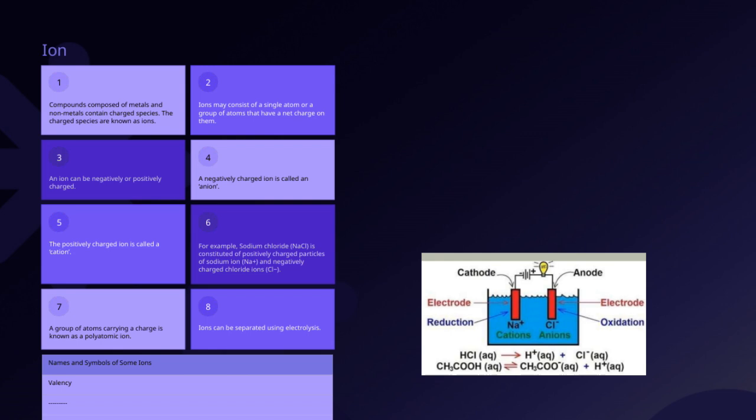Also, remember that ions can be either negatively or positively charged. This duality is fundamental to understanding how compounds form and how they behave in solutions. Now, in many compounds, especially those made of metals and nonmetals, you'll find these charged species, the ions, that are essential for conducting electricity and forming various chemical bonds. Finally, to help us identify these ions, there's a table of names and symbols for some common ions, along with their valencies, which tell us how many charges they carry. Understanding these key points helps us grasp the broader picture of chemical behavior and reactions involving ions.